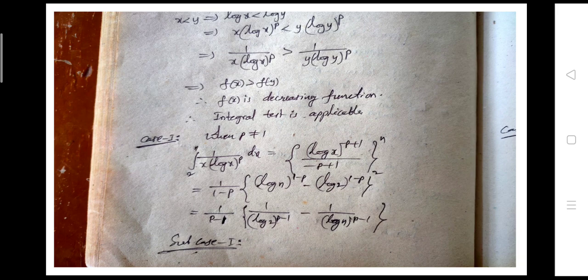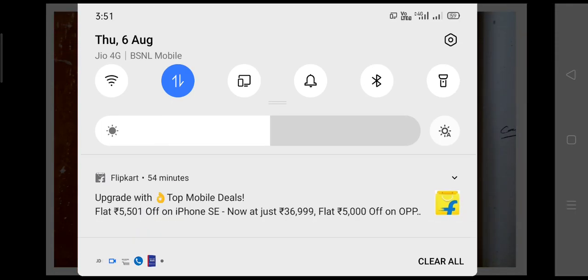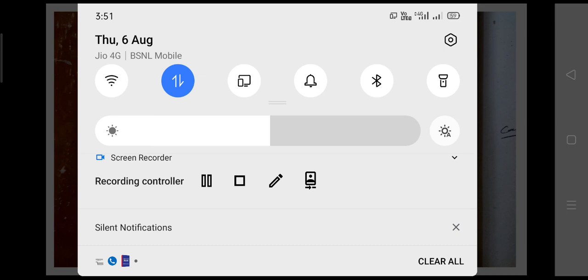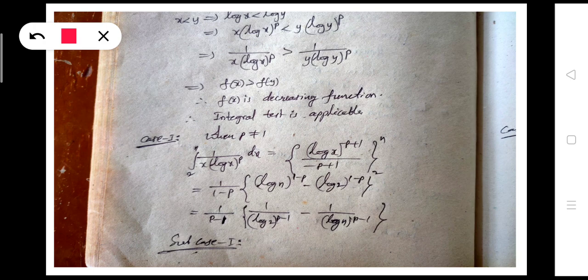And case 1 is when p is not equal to 1. When p is not equal to 1, we can write it as the integral from 2 to n of 1 by x into log x whole power p dx, so the integration of 1 by x into log x whole power p. Now this is in the form of f dash of x into f power n of x.